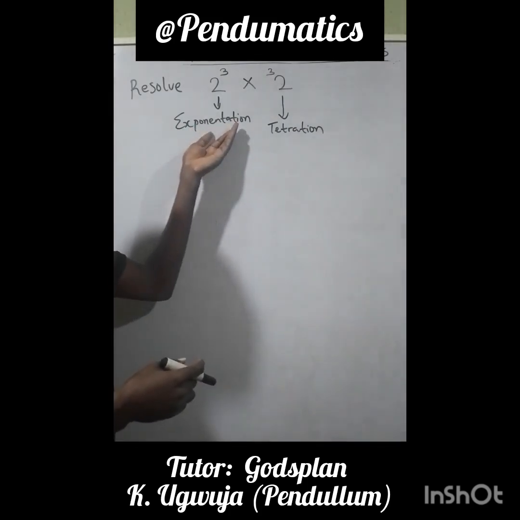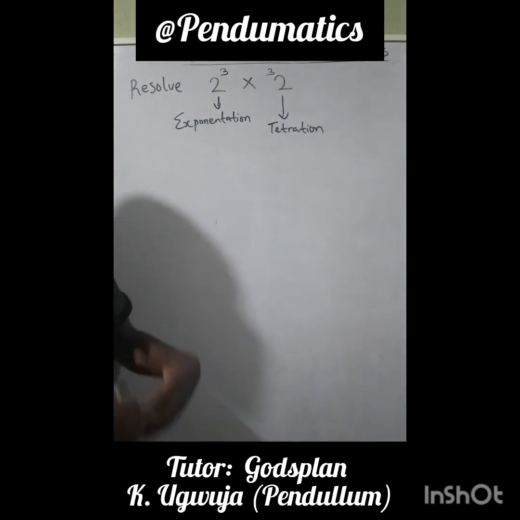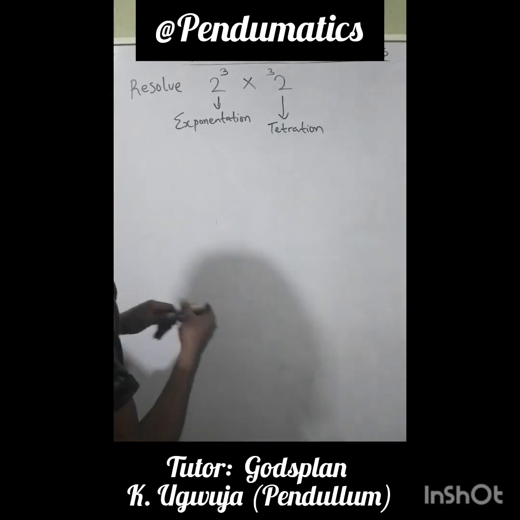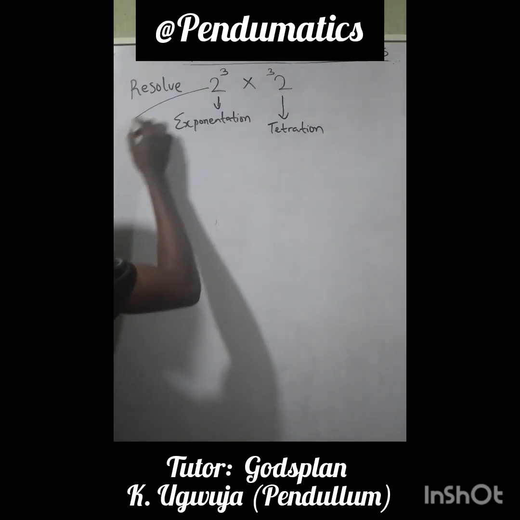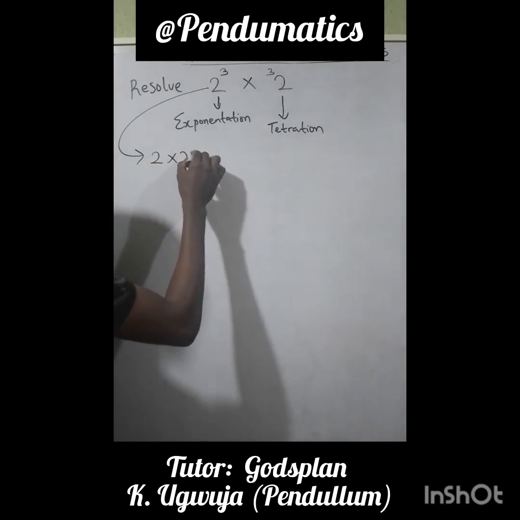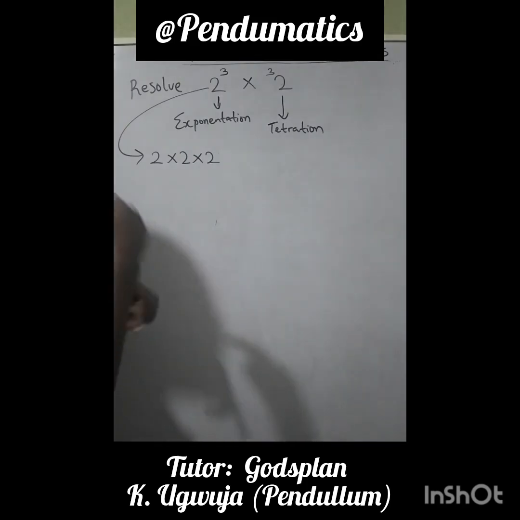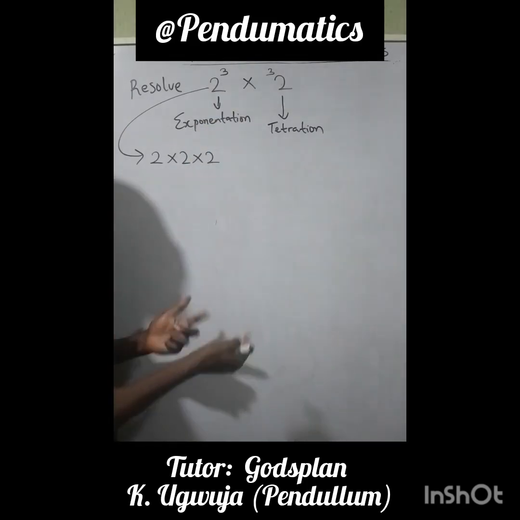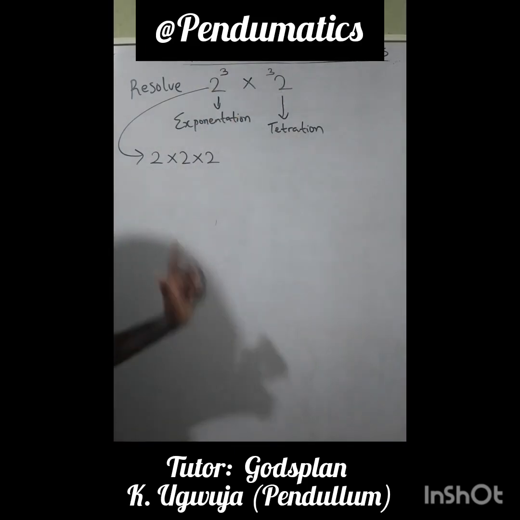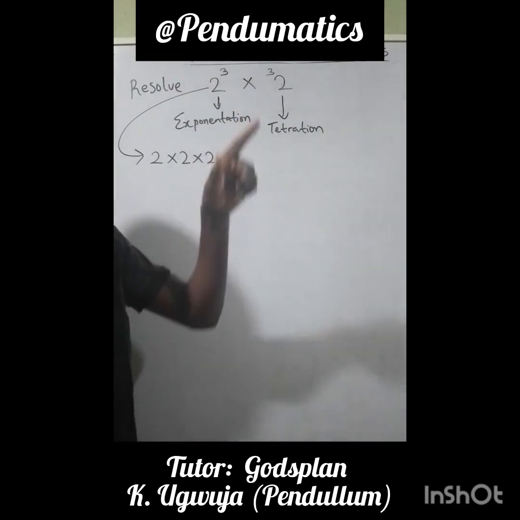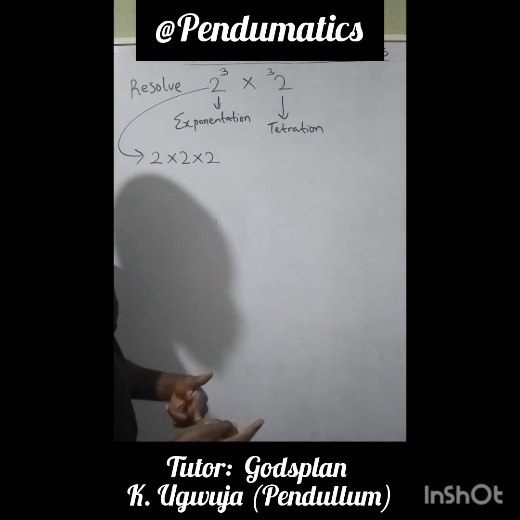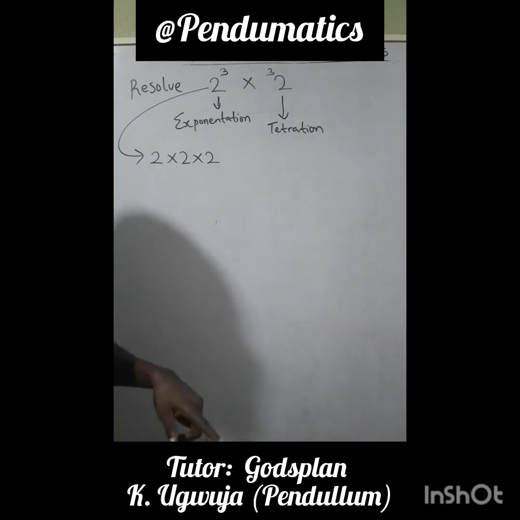But then we know that exponentiation means repeated multiplication. What does this mean? For example, 2 raised to power 3 means 2 times 2 times 2. You repeat the multiplication of 2 by itself 3 times. That's what 2 raised to power 3 means, 2 exponent 3. So you multiply 2 by itself 3 times.